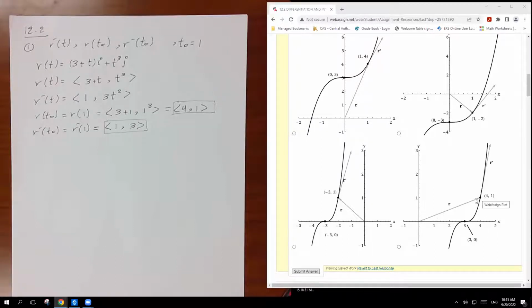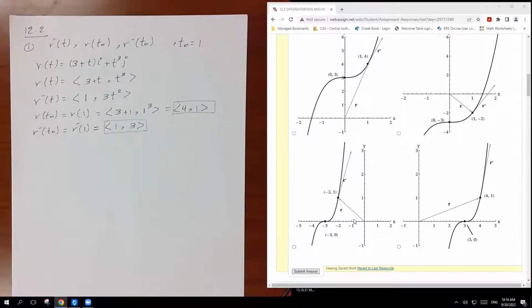Now, this is r of t. To graph the prime, we're going to start from this point and check how much 1, 3. That means you're going to go to the right 1 unit and 3 up. So 1 to the right, that means it's going to be 5, and 3 up. So I start from this one, and we're going to go 1, and 1, 2, 3. It keeps going up.